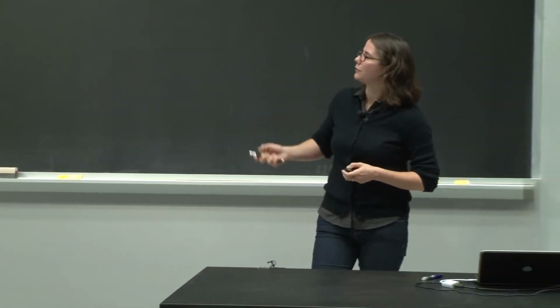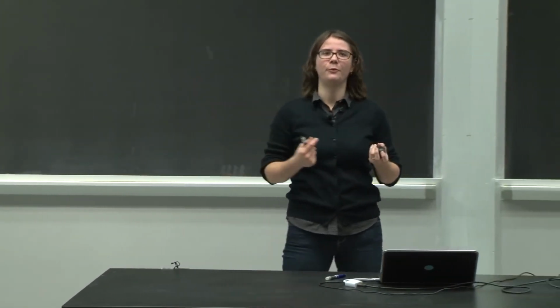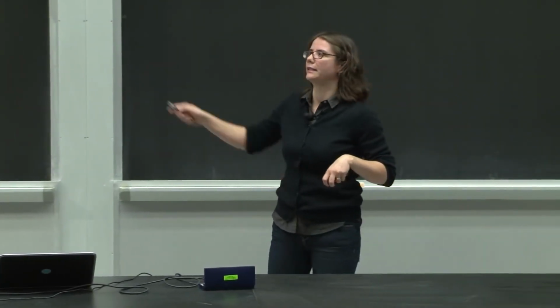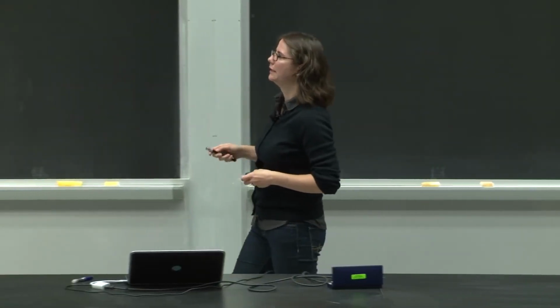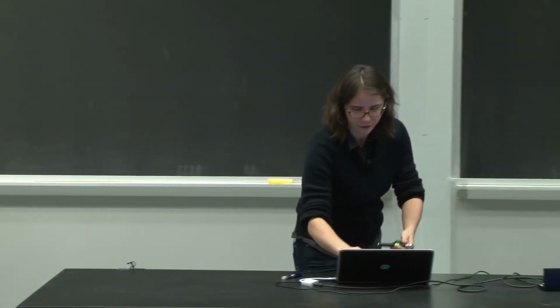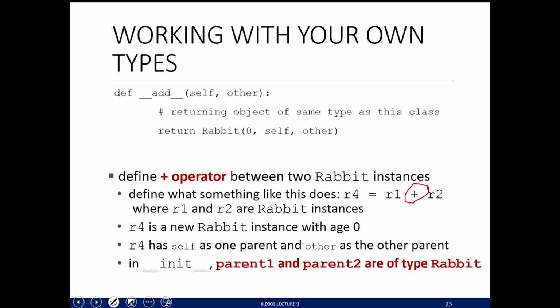So let's try to work with this rabbit object. Let's define what happens when you add 2 rabbits together, okay? In this class, not in the real world. Okay. So if I want to use the plus operator between 2 rabbit instances, I have to implement this __add__ method. Okay? So all I'm doing here is I'm returning a new rabbit object.